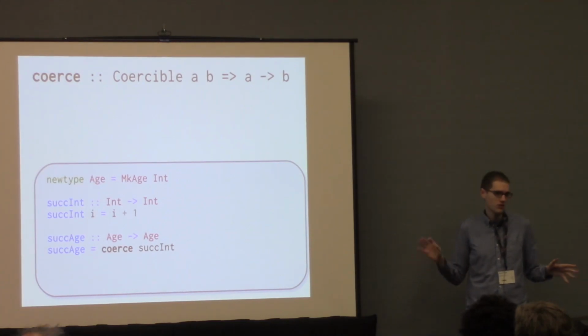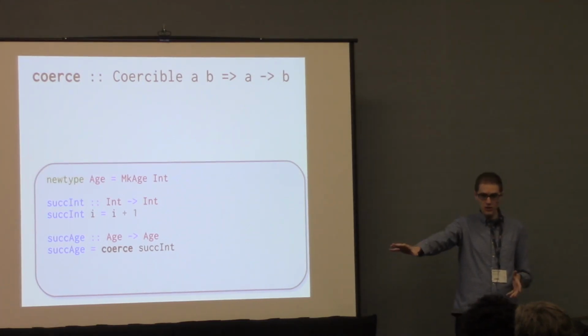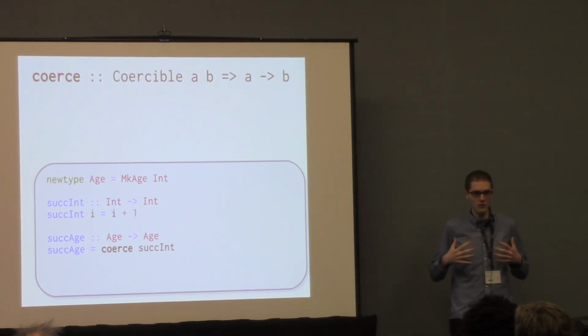All we have to do is just give something to the constraint solver, and GHC is quite good at figuring out those sorts of problems.